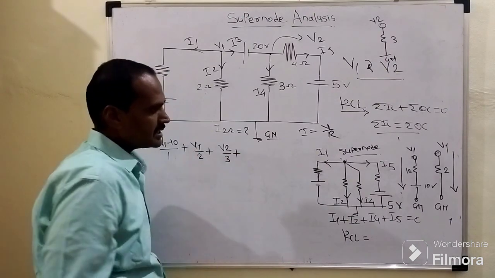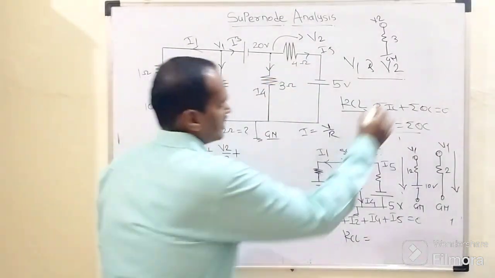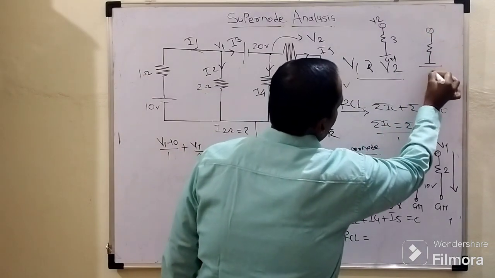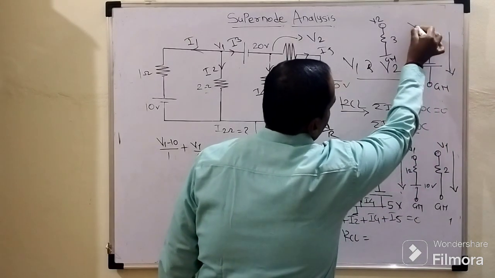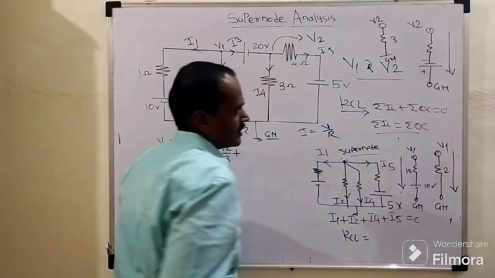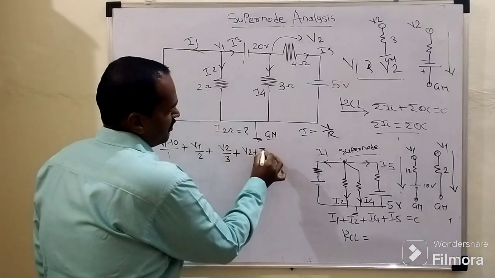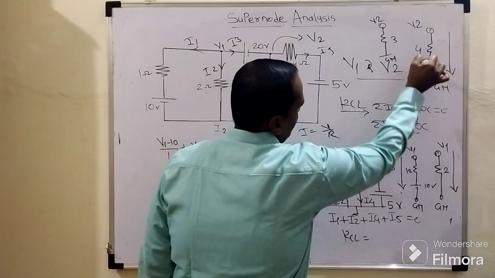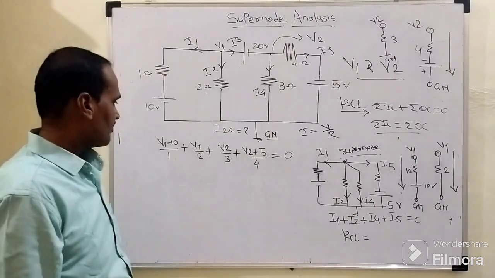Plus, what about this I5? I5 is nothing but the current flowing through this 4 ohm resistor. It is connected like this. This is the supernode, 4 ohm, this is the 5 volt battery and this is the ground node. The direction of current is outgoing. That's why, as we are going from the negative plate to the positive plate, we need to consider the opposite sign. So it will become V2 plus 5 upon the value of resistor, which is 4, equals 0. Then we simply need to simplify this equation.